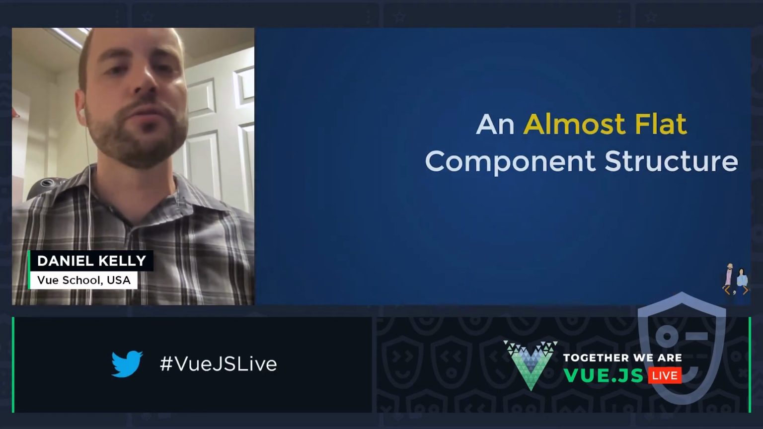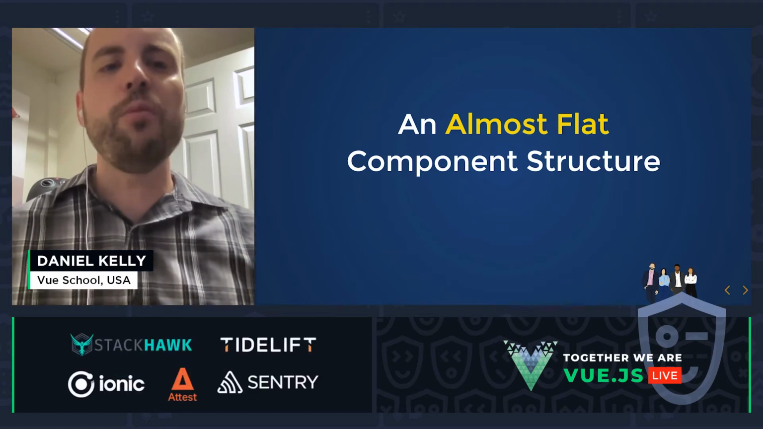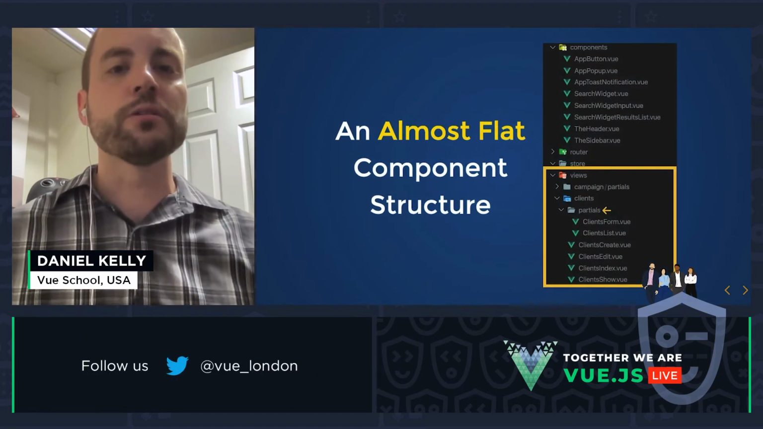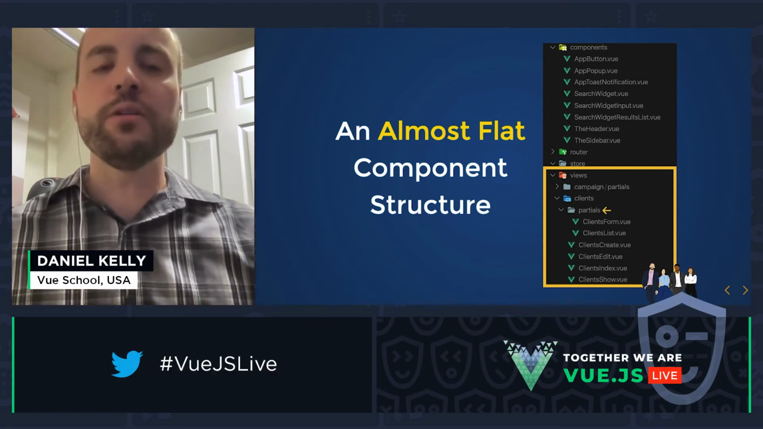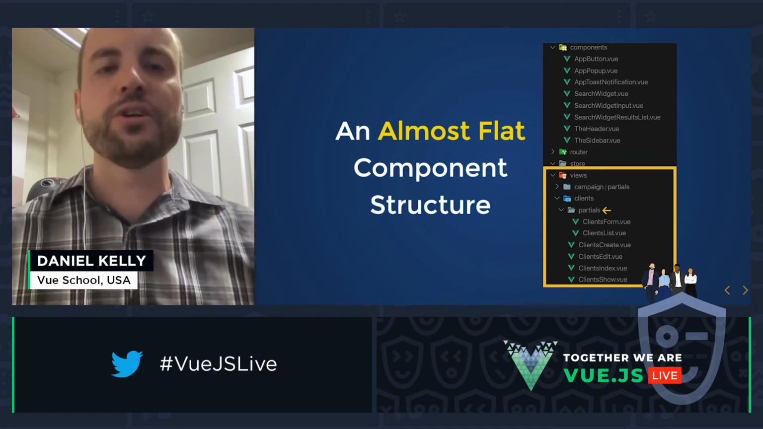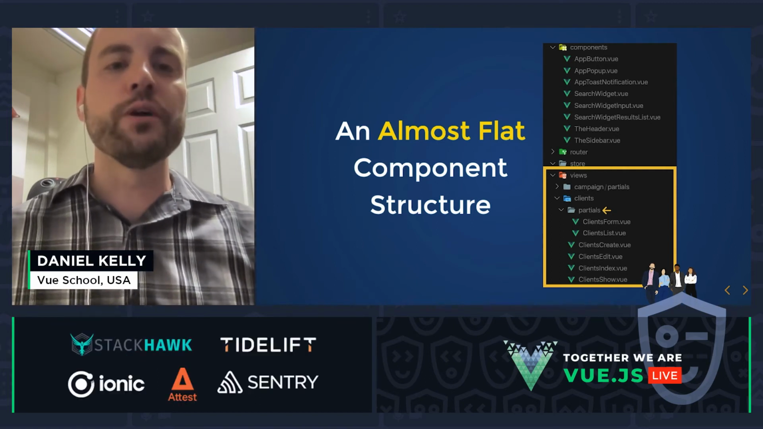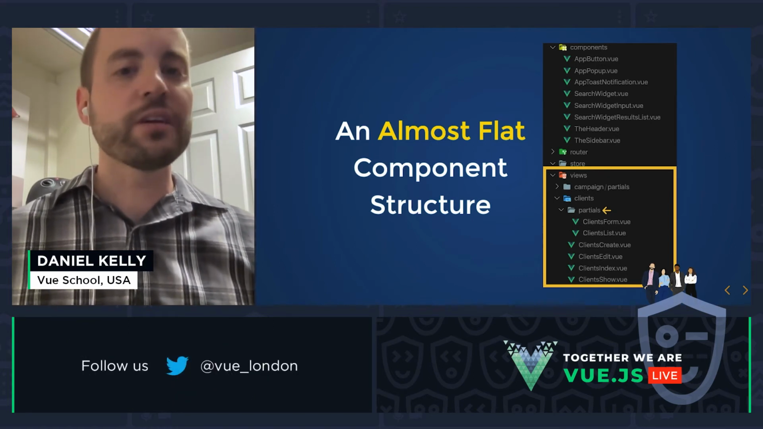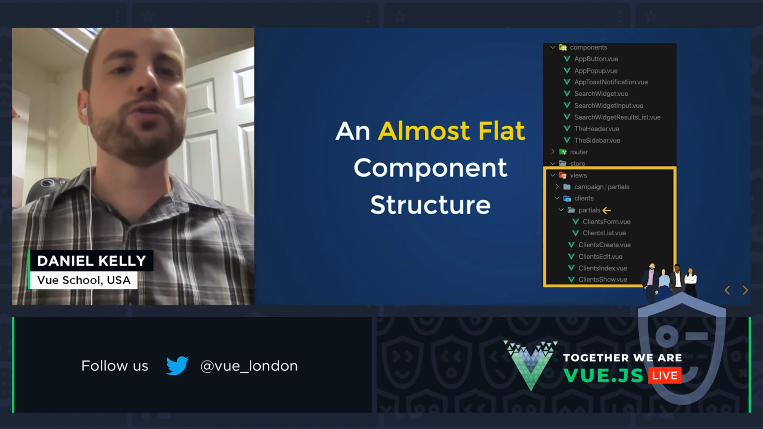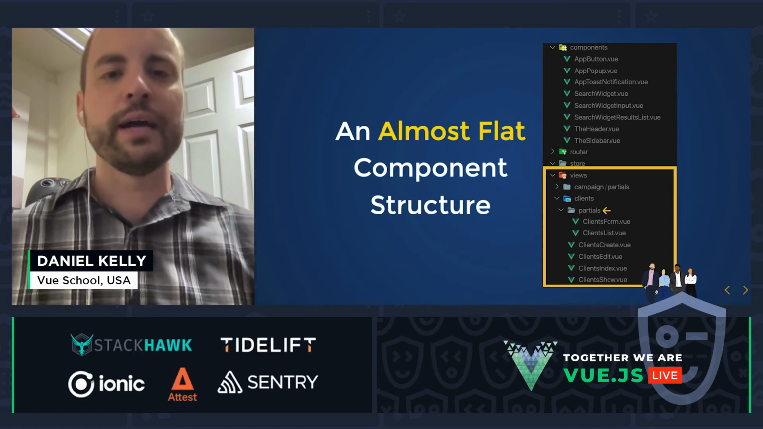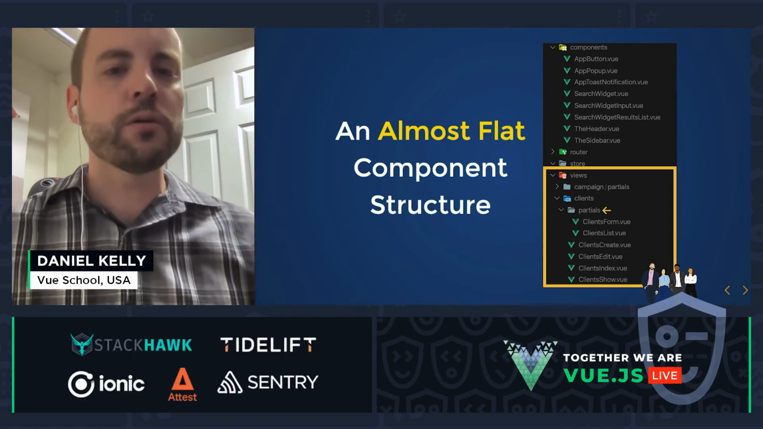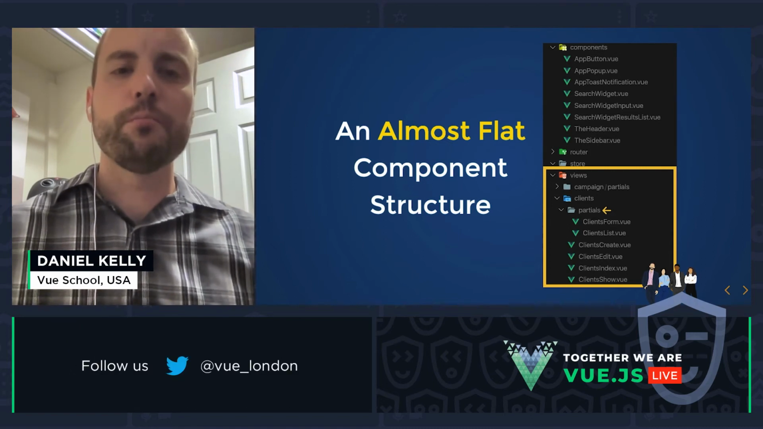But it's very close. And I'll call it today an almost flat component structure. The reason I'll call it that is because our components directory actually still is flat. My only difference is that for components that are page specific, I like to store those in a partials directory with my page components. For example, as you can see in the screenshot, there's the views directory, and I have a number of different pages that have to do with the client's resource of my application, and within that client's folder are my pages and a directory called partials.